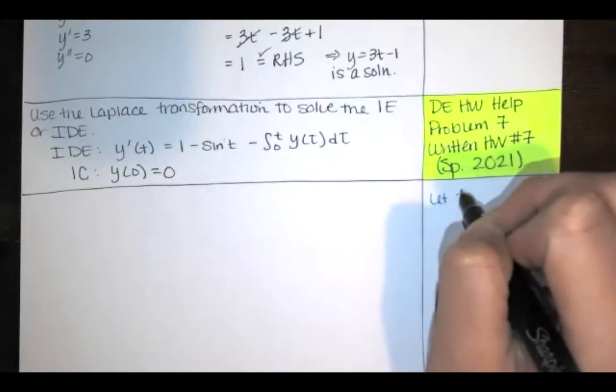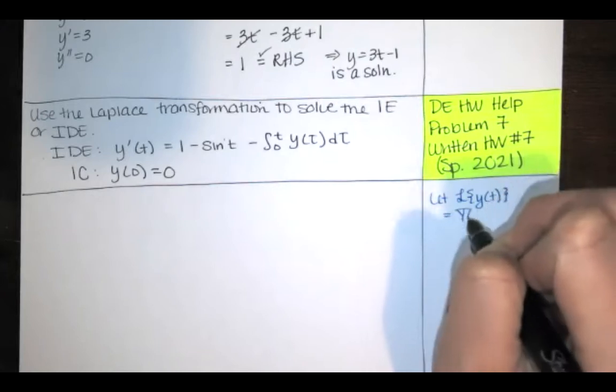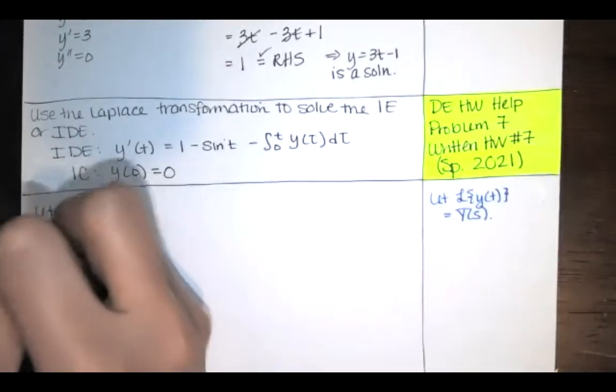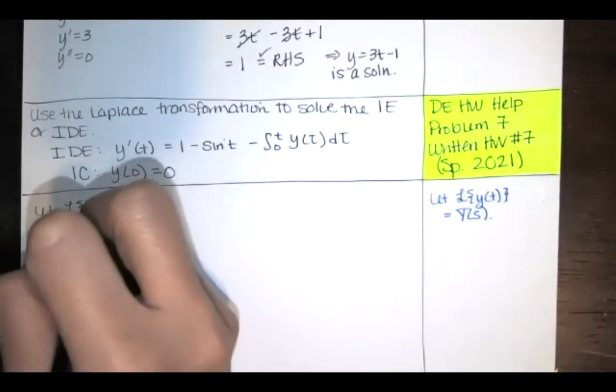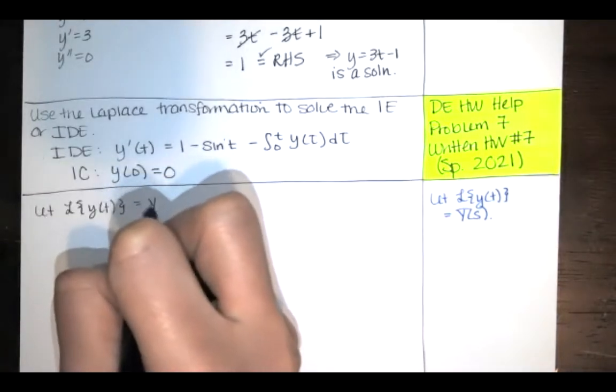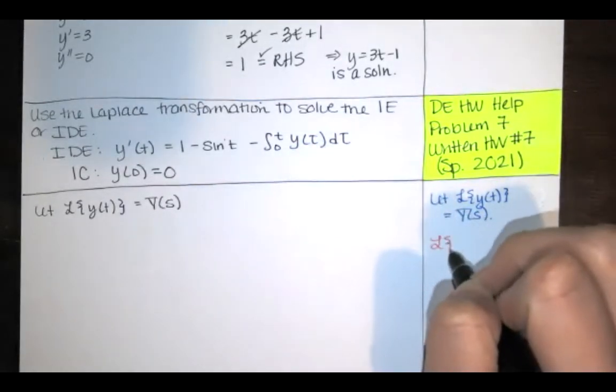So we want to start in the same way that we always do. We let the Laplace transform of y of t equal big Y of s, or capital Y of s, just so that everybody knows what our notation represents. And then we take the Laplace transform of both sides of the integral differential equation. It just means it's an equation that contains the derivative of an unknown function y of t and an integral involving the unknown function y of t.